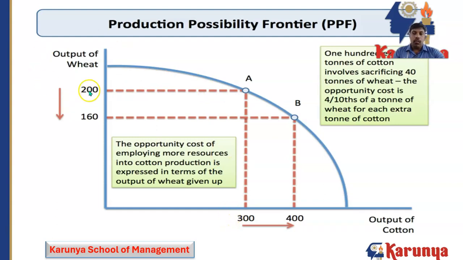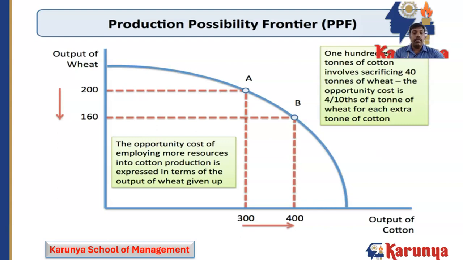When we reduce from 200 to 160, we will be able to produce 100 more tons of cotton, because half of the resources are allocated to produce cotton. So we are sacrificing some resources from producing wheat to producing cotton. That is clearly mentioned: 100 extra tons of cotton involves sacrificing 40 tons of wheat.